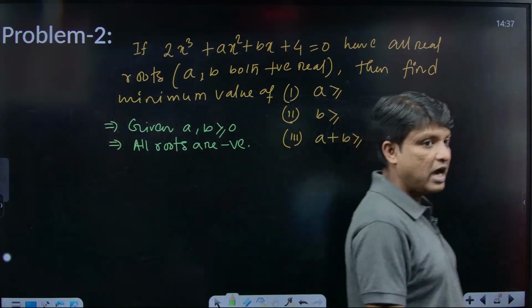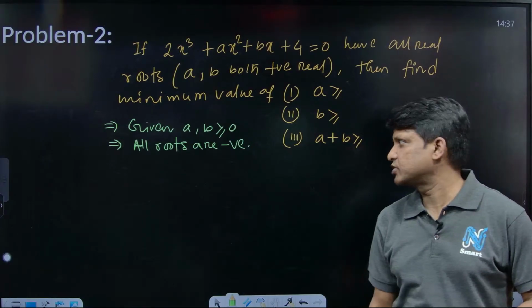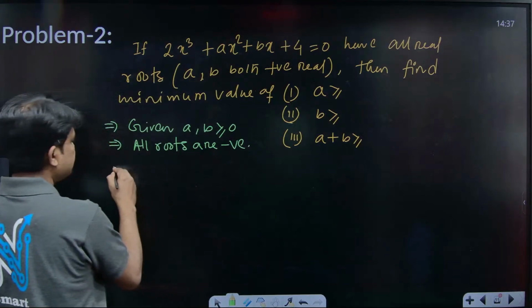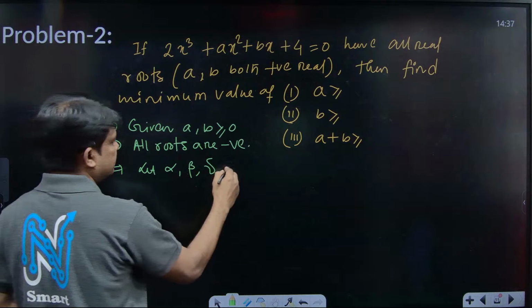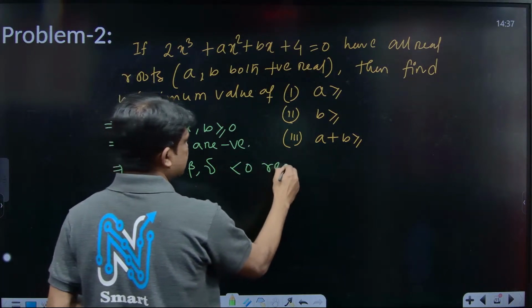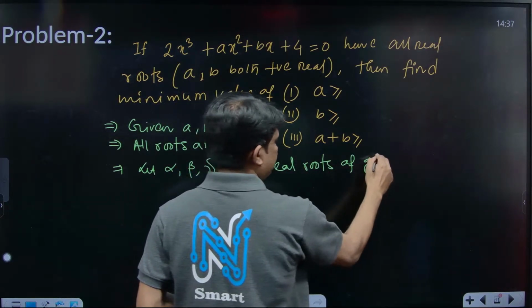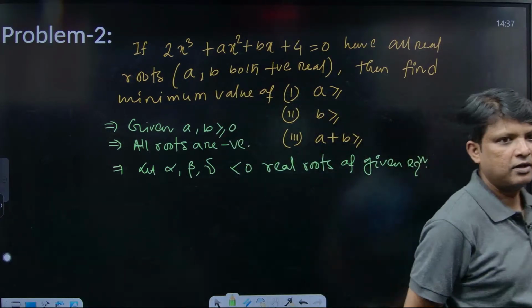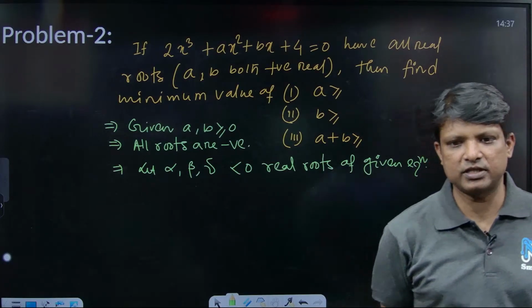Let us assume alpha, beta, gamma are the 3 real roots of this equation, all negative real roots. Let alpha, beta, gamma be negative real roots of the given equation. That means minus alpha, minus beta, minus gamma are positive quantities.